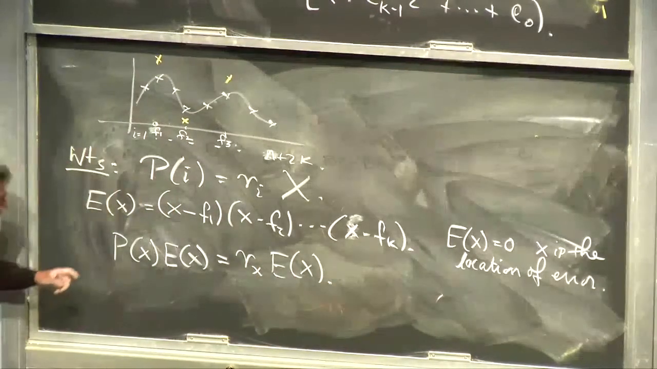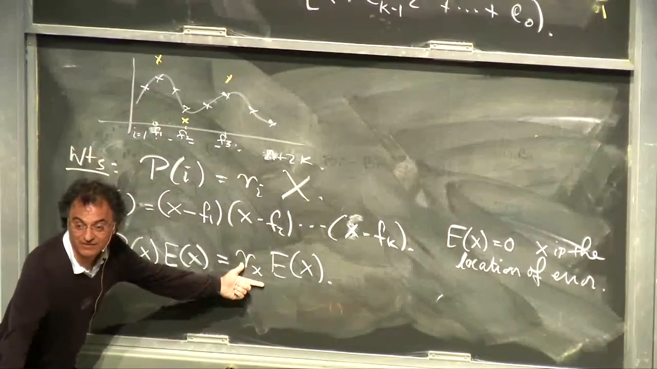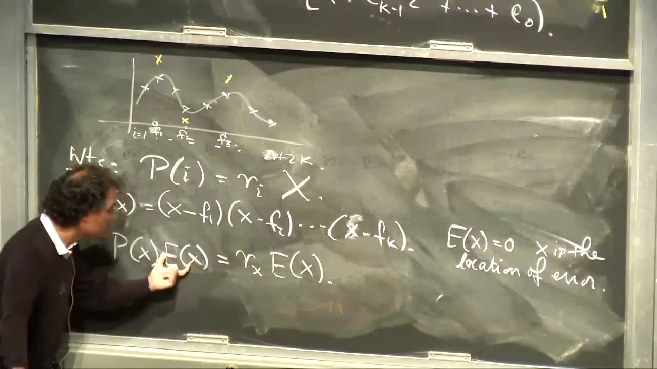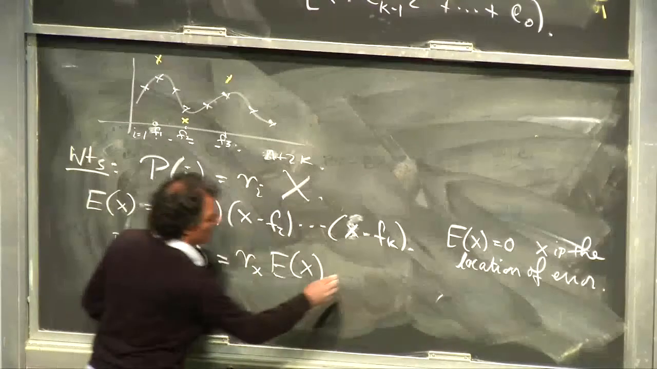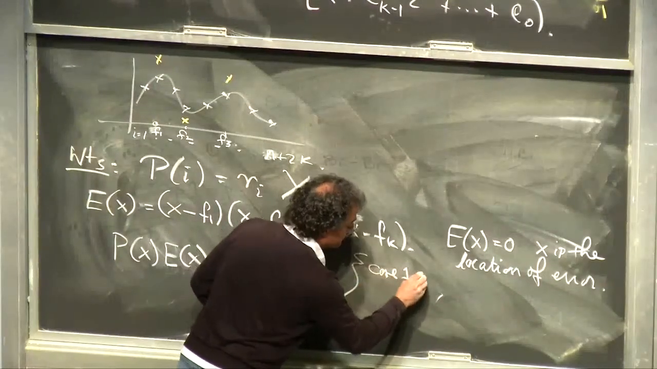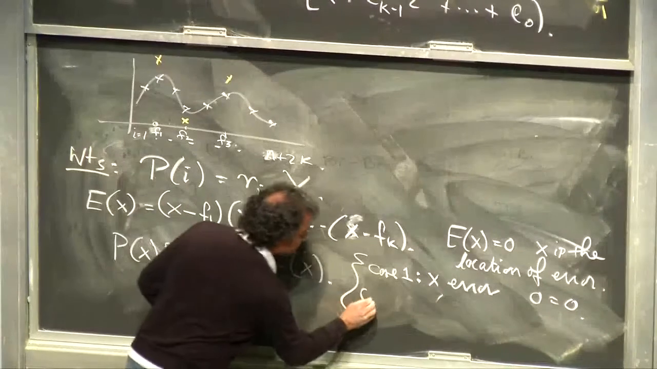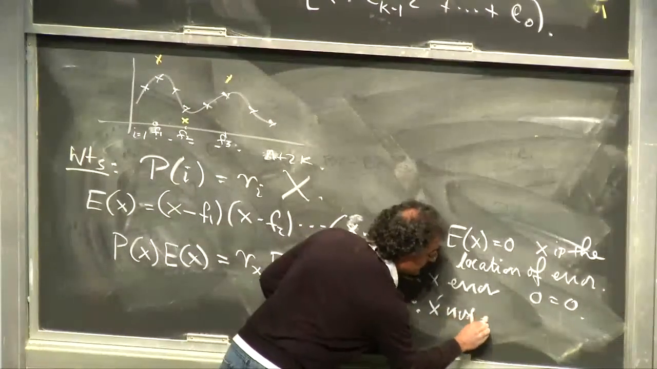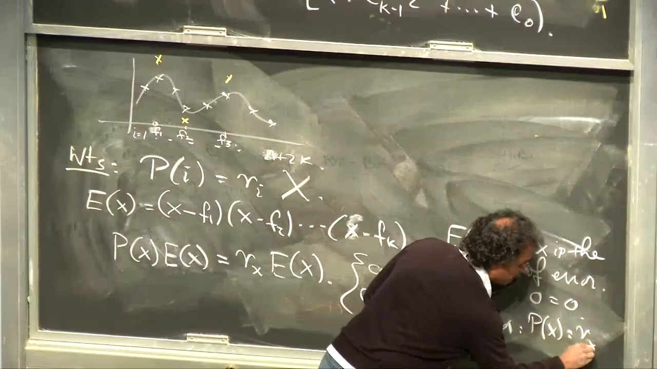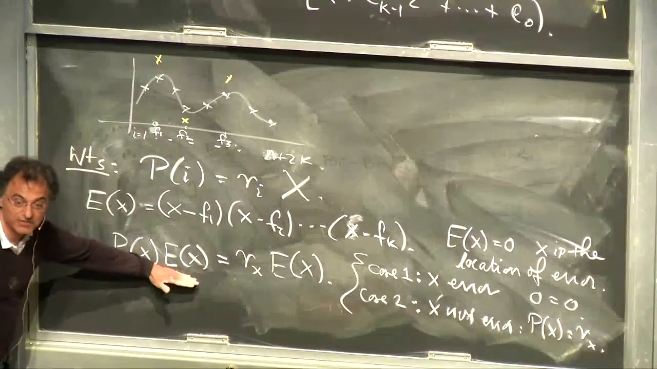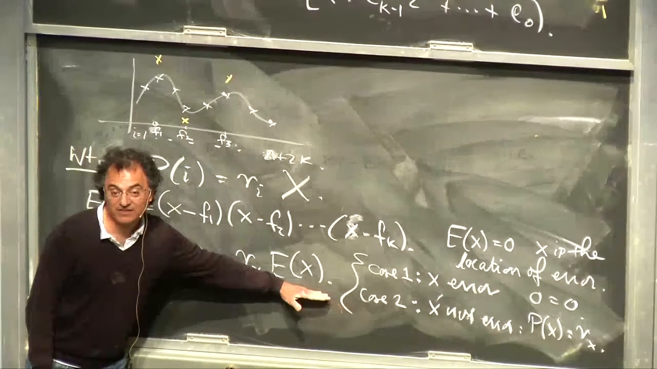Why is that? You see, if x is an error, then P of x is not equal to R of x. The sent value is not equal to the received value. But E of x is 0, so both sides are multiplied by 0, and you have equality. So there are two cases. Case 1, x is an error, in which case 0 equals 0, both sides are 0. Case 2, x is not an error, in which case P of x equals R of x. So regardless of whether we are in the error situation or not, the two sides are equal. Does everyone see that?